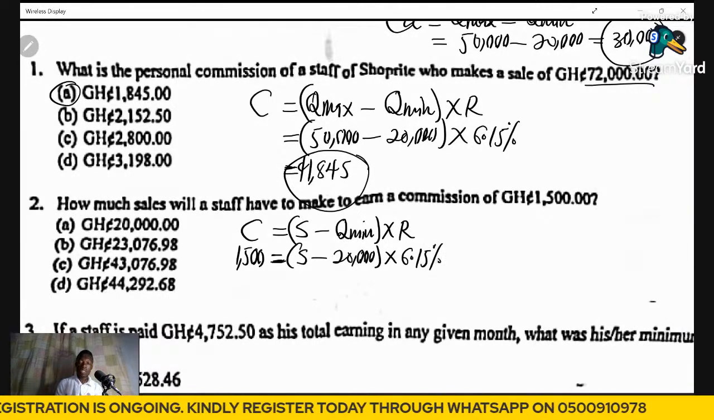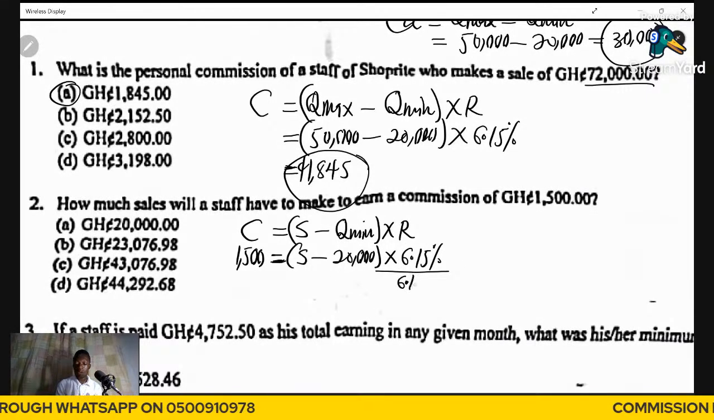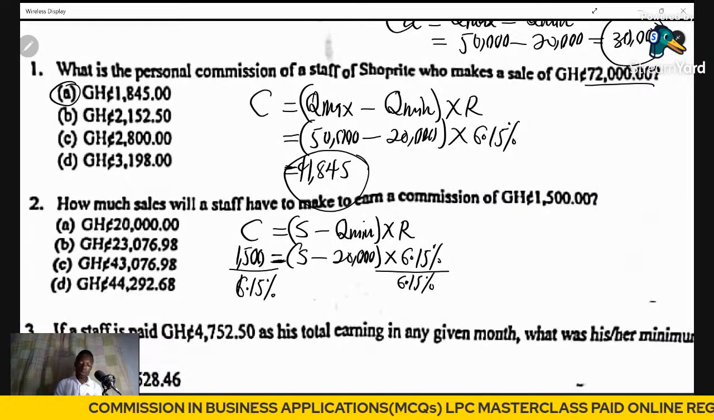6.15%. So what is happening here? We want to solve for X. So here we divide both sides by what? 6.15%. We divide both sides by 6.15%. And what is happening here? It will cancel out, right?